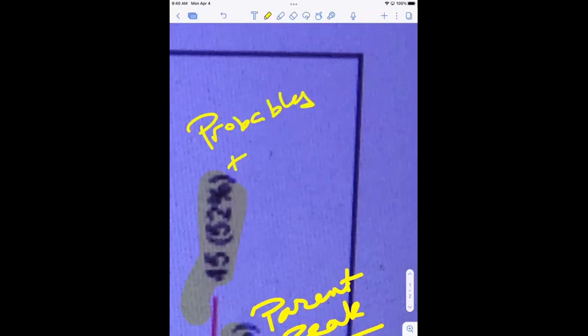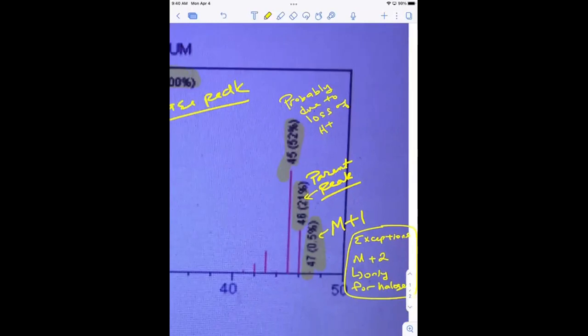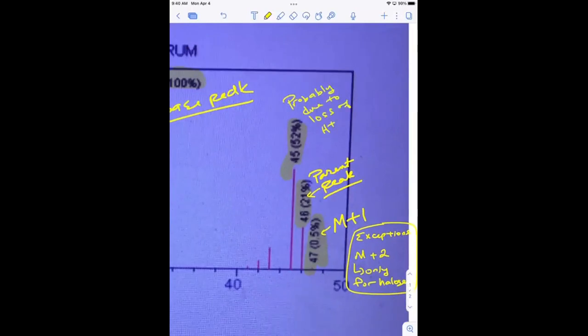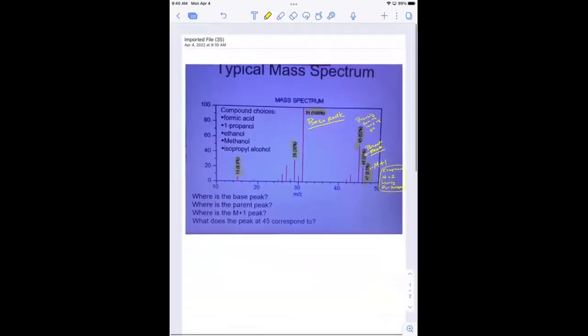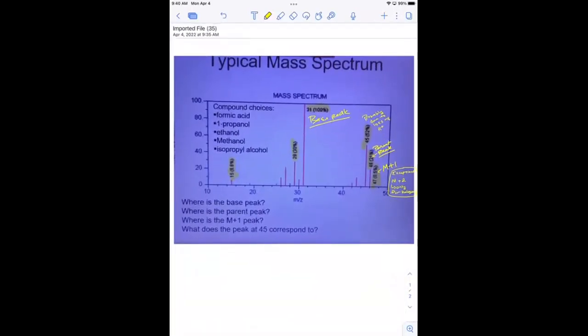So this is probably, let me fix that. Right, but you can see it's a pretty good size peak. That's 52% relative abundance. So that's an easy fragmentation to knock off a proton, right? Very easy to do that. All right. So let's go back now, and now we're going to interpret this because it's giving us some different compounds that we could choose from.